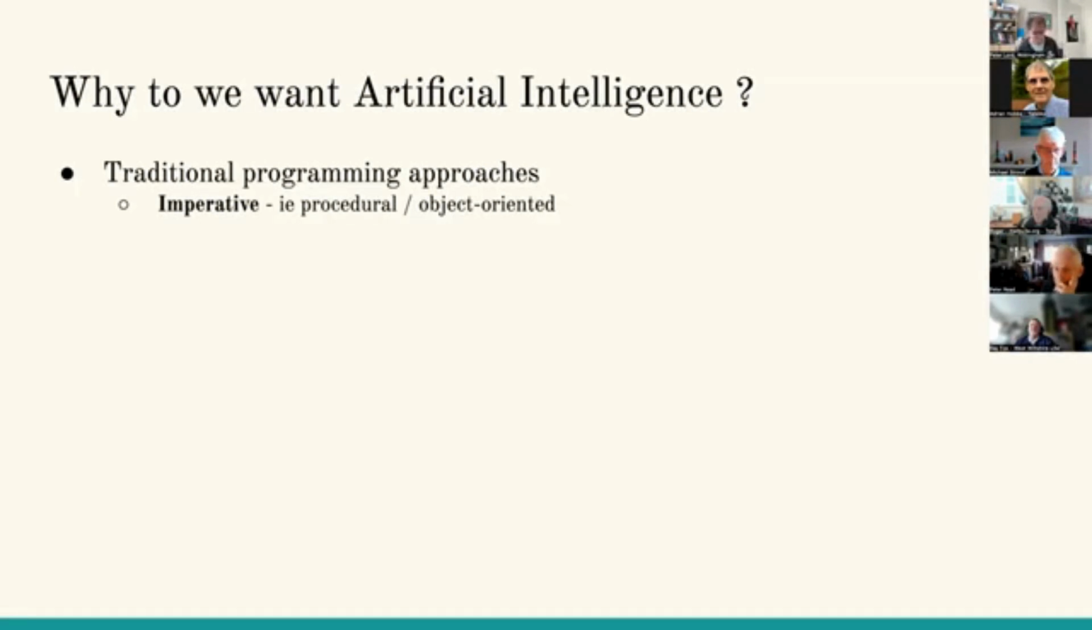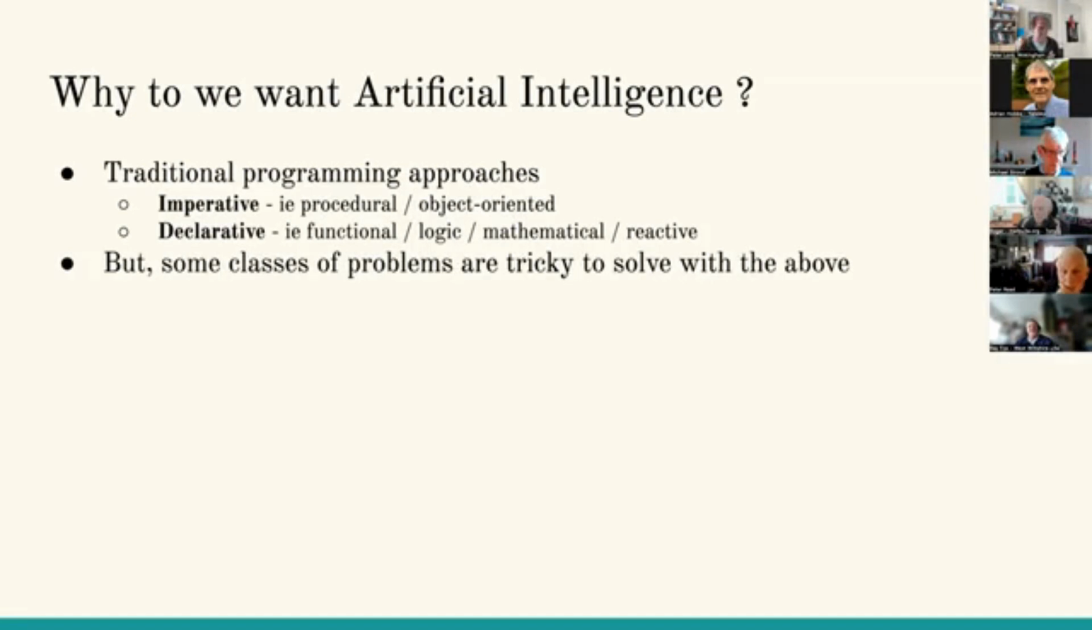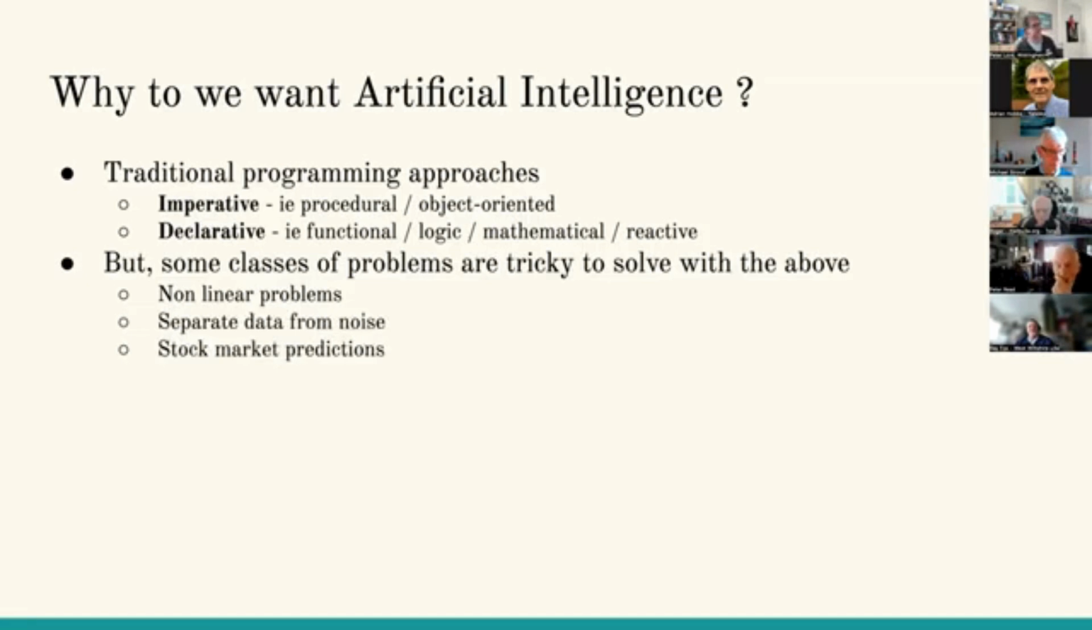There is an alternative though, and that's often called declarative. In that way of programming, you declare something to the computer and the computer will work it out. Perhaps an example is you declare a mathematical equation and the computer will maybe plot it or solve it or do something with it. However, now here's the thing. There are some classes of problems which are really quite tricky to solve with those traditional programming approaches. And they tend to be nonlinear problems, things like separating data from noise, stock market predictions, text classifications.